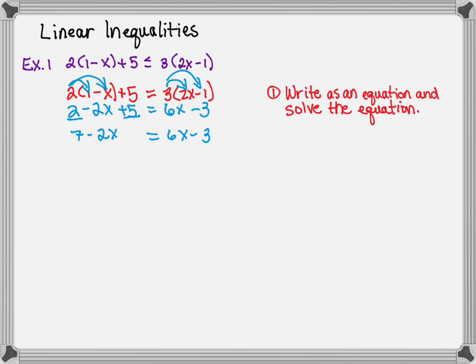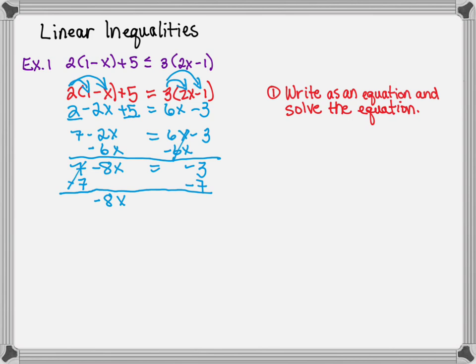I'll bring my x terms to the left. I'll do that by subtracting 6x from both sides. Then I'll get 7 minus 8x equals negative 3. Now I'll bring my constants to the right. I'll subtract 7 from both sides. Then I'll get negative 8x equals negative 10.